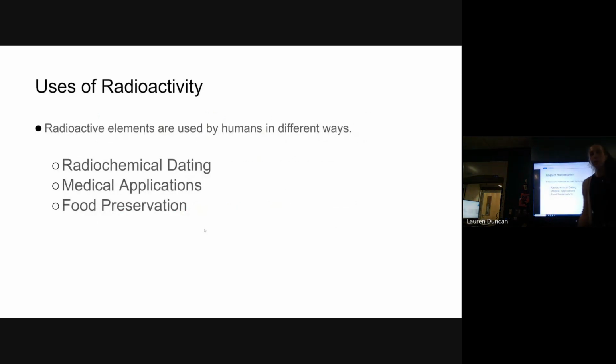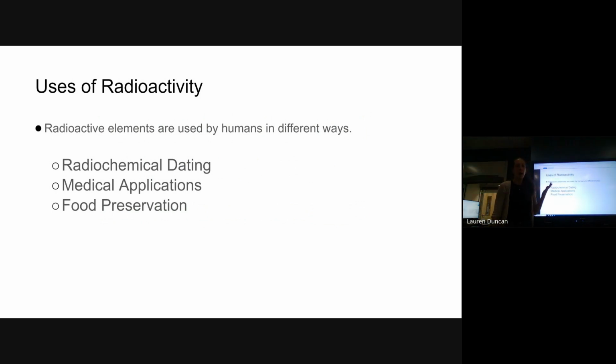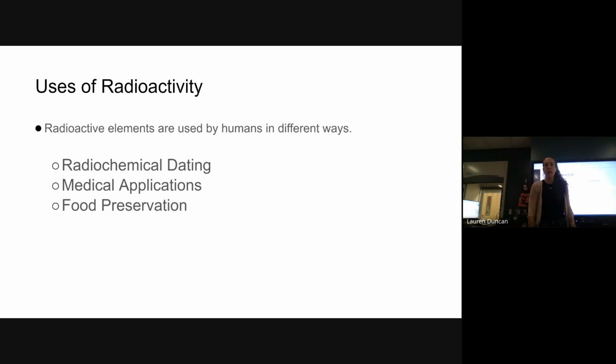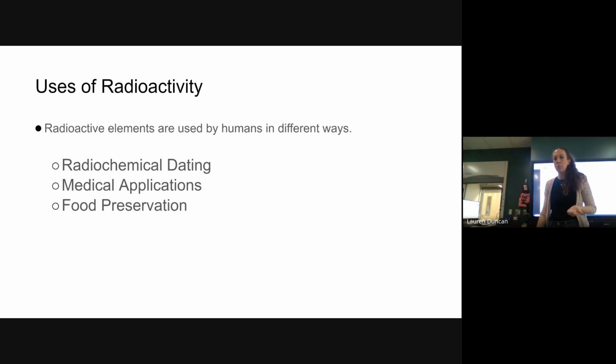All right, so there's several uses of radioisotopes in our modern society. This is only a partial list. Nuclear power is one of them, but we won't talk about that today. We're going to focus on radiochemical dating, using radioactive isotopes to figure out how old some sample of matter is, medical applications, how radioisotopes are used in medicine, and then also how we use them in our food preservation process.